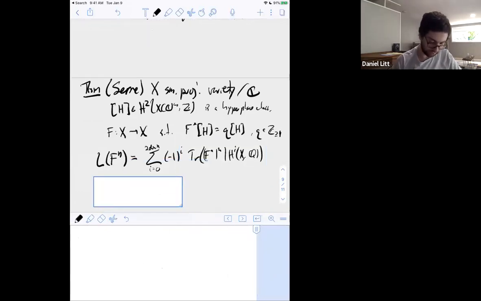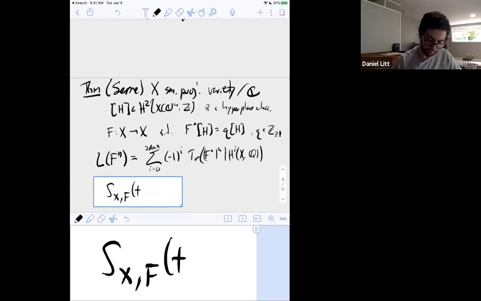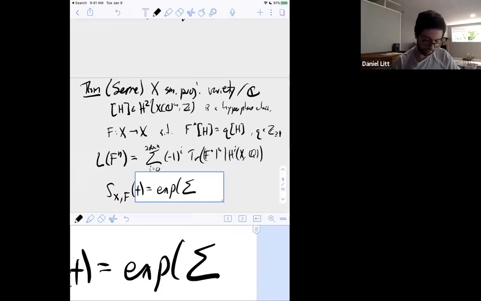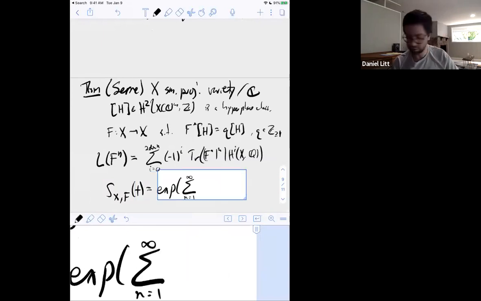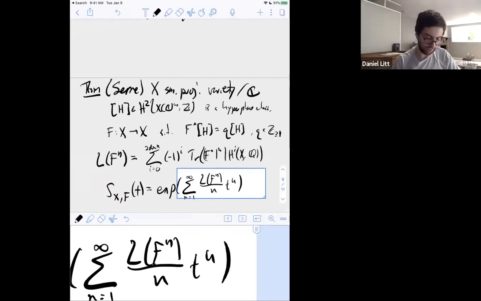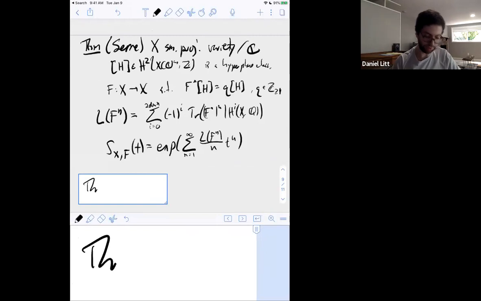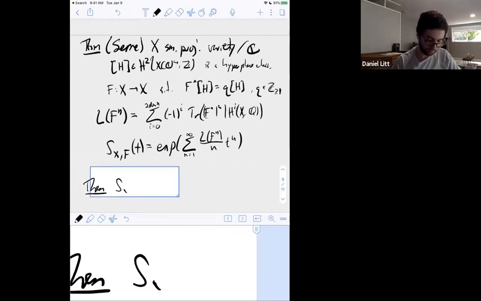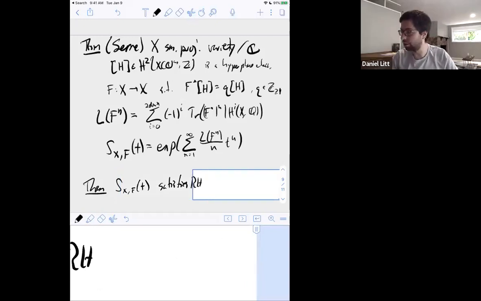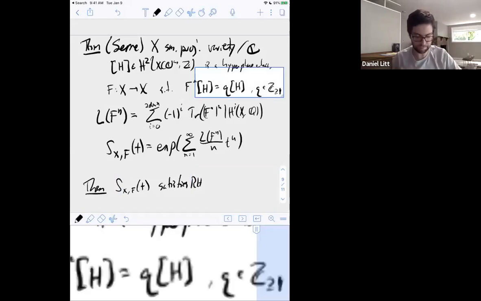And now from this we can define a zeta function. Sorry, I'm defining so much stuff. This is going to be the exponential of the sum from n equals 1 to infinity of these Lefschetz numbers times t^n. Then the theorem is that the zeta function satisfies the Riemann hypothesis. And I'll be precise about what I mean by that. I mean all the zeros and poles are half integer powers of Q, where it's this Q.